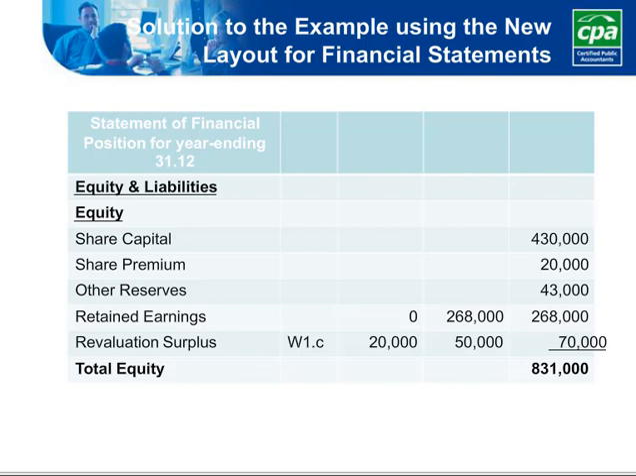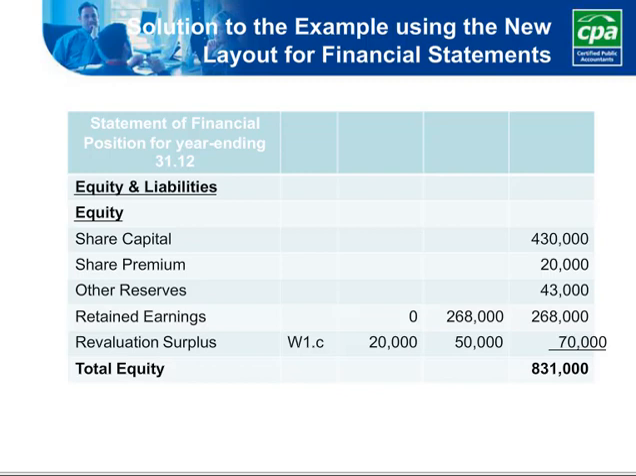Then we move on to the second half of our statement of financial position, namely equity and liabilities. We start off with the equity section and we put in our figures for share capital, share premium and other reserves directly from the trial balance. Note in this question the retained earnings brought forward was 0, and to that 0 figure we add the profit for the year of 268,000 from the statement of comprehensive income, and therefore our closing retained earnings is 268,000.